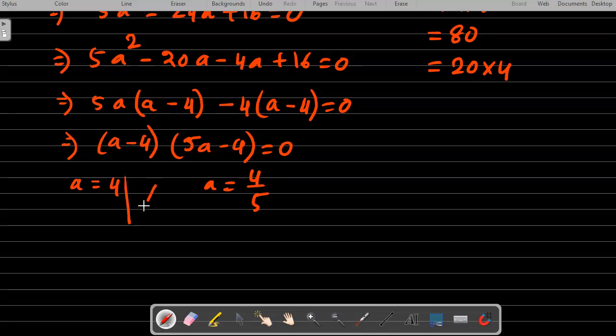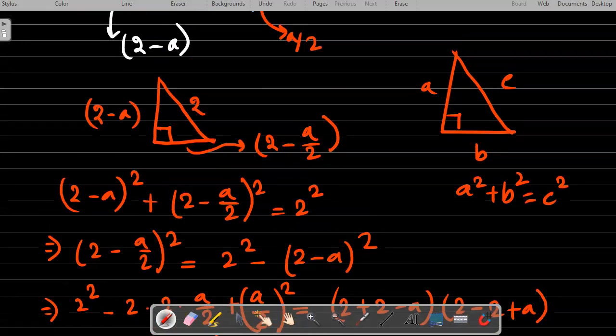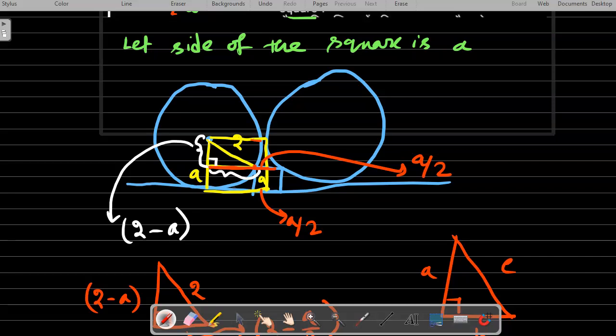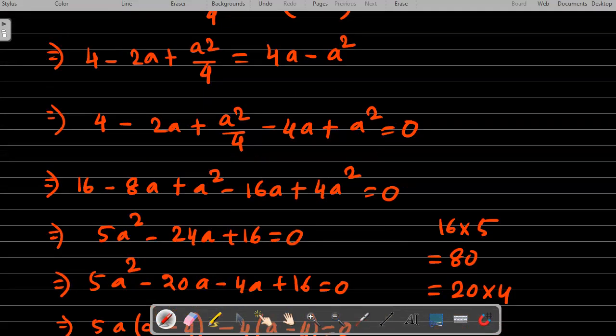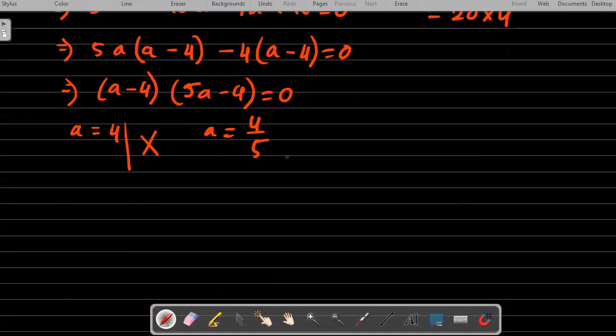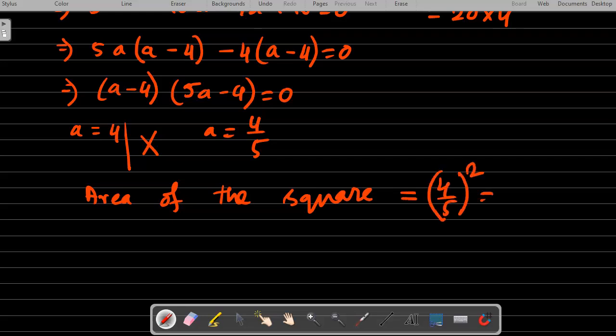Now A equal to 4 is not possible because this side is 2 and the square is smaller than that. So you see, the square cannot have side 4. So the side of the square is 4 by 5. Therefore the area of the square is equal to (4 by 5) whole square. That is equal to 16 by 25. This is the answer. Thanks for watching.